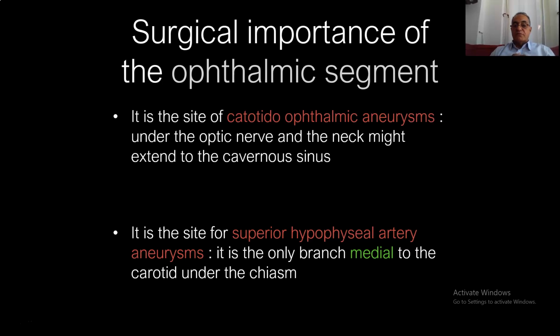Surgical importance of the ophthalmic segment: aneurysms. It is the site of a very famous aneurysm called carotid ophthalmic aneurysm, under cover of the optic nerve, and the neck might be present in the cavernous sinus. In this case, we need to open the cavernous sinus by opening the distal dural ring. And it is the site of superior hypophyseal artery aneurysm, which is the only branch medial to the carotid. So when you have an aneurysm medial to the carotid, it is a superior hypophyseal artery aneurysm.